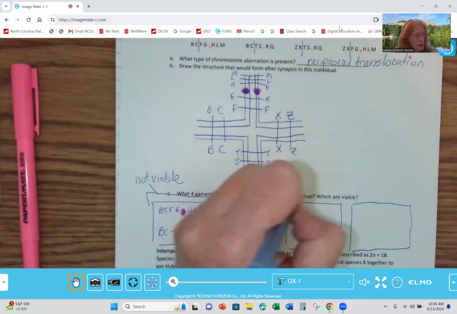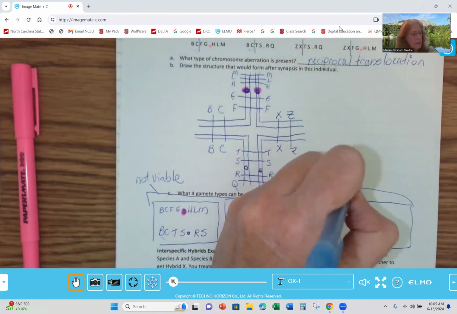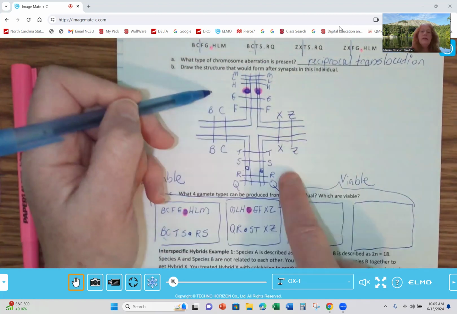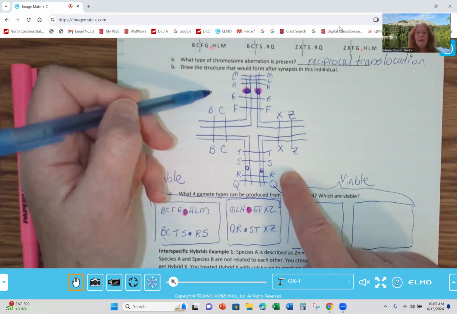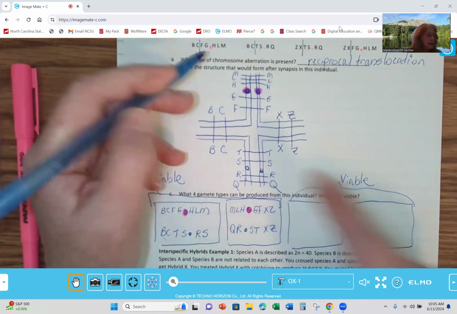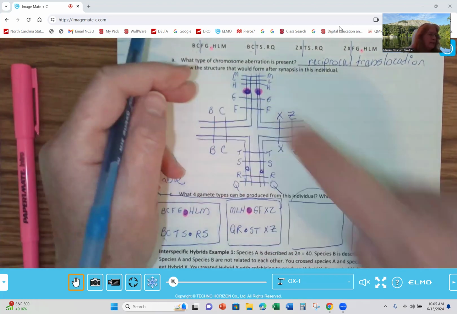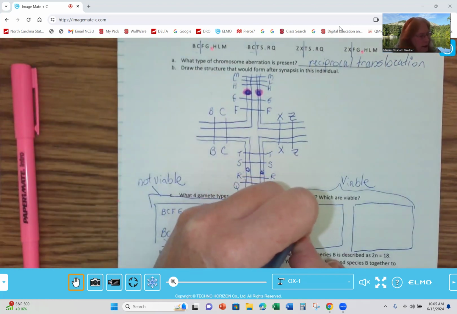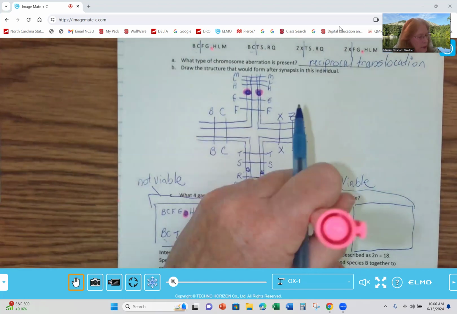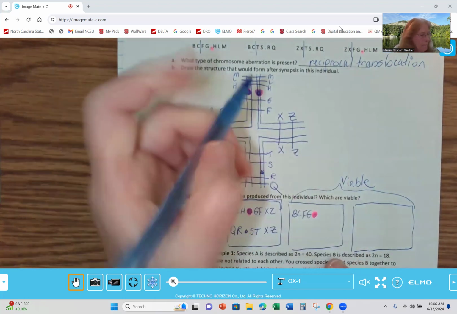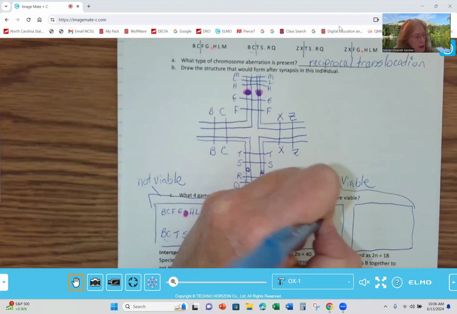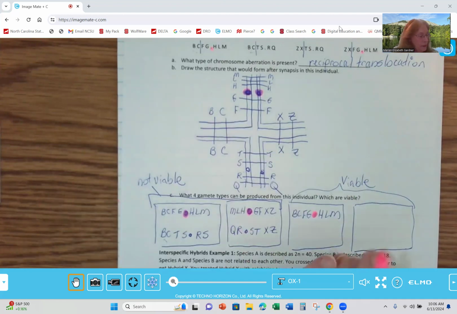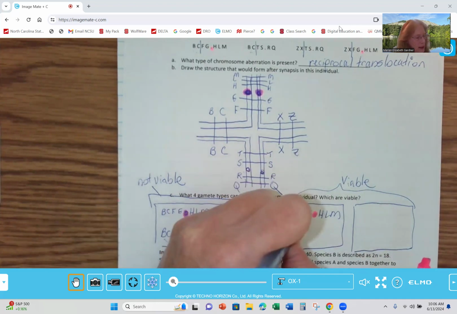So these two here will be viable. And one way we can remember that is when we take the diagonal chromosomes, we end up with viable gametes. So let's take this diagonal upper left, lower right. B, C, F, G, pink centromere, H, L, M. And then down on the bottom, Q, R, S, T.